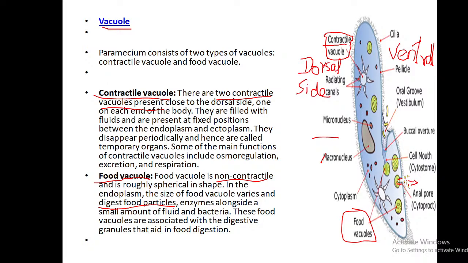Then the locomotory structures are cilia, flagella or pseudopodia. Respiration may be aerobic or anaerobic. Then the osmoregulation with the help of contractile vacuoles, reproduction by binary fission or multiple fission. Then we learned the example of paramecium. Paramecium is commonly called the slipper animalcule, and we learned about the internal structures of paramecium, the structures like pellicle, cilia, then the cytostome. Then we learned about the vacuoles, the nucleus, and the type of reproduction.